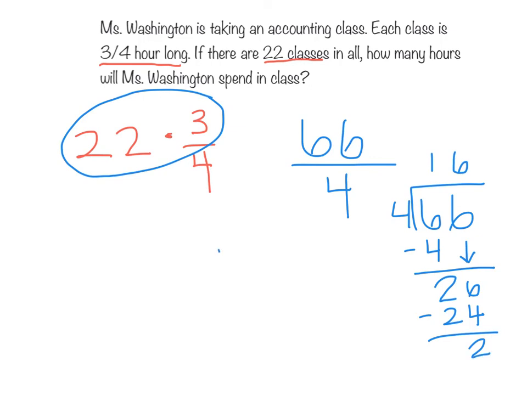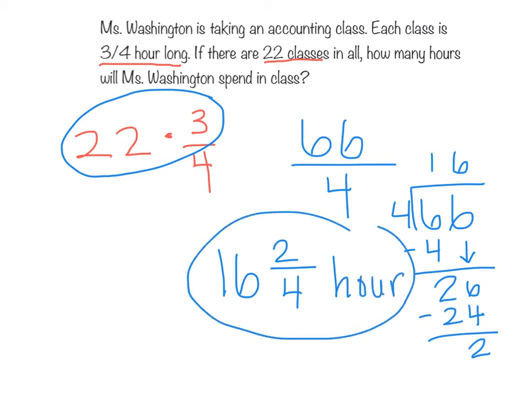So 16 will be my whole number. The remainder is my numerator of 2. And then my denominator stays the same, which was 4. So boys and girls, Miss Washington spends 16 and 2/4 hours in class. So that would be my answer.